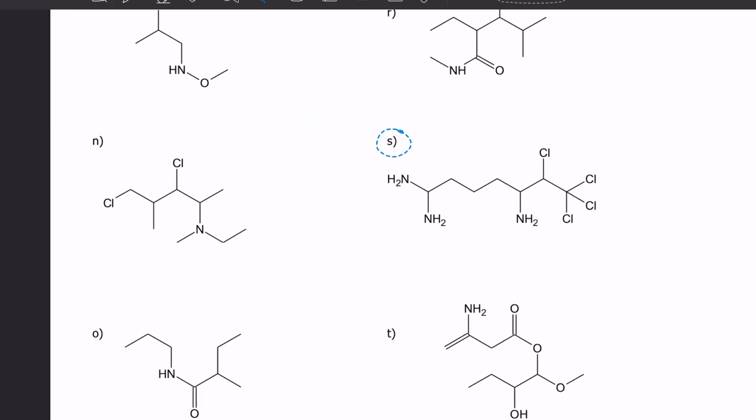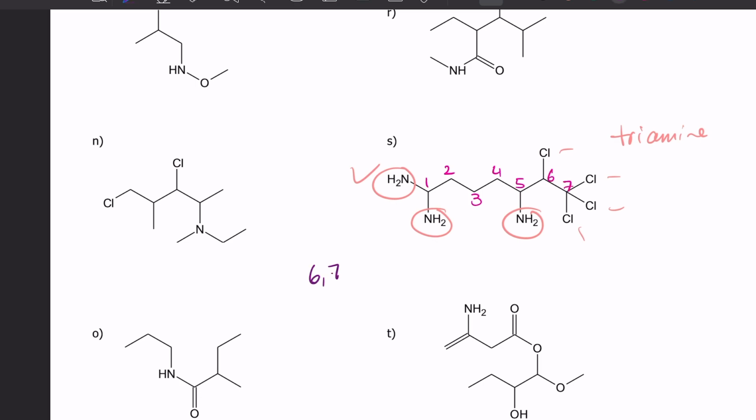Let's look at S. So S has got 3 amino groups. This means this is some kind of a triamine. Then it's got all these chlorines attached to it. Amine has higher priority than chlorine. So let's give a lower number to the amine chain. 1, 2, 3, 4, 5, 6, 7. So then the name becomes 6,7,7,7-tetrachloroheptane, write the E, and 1,1,5-triamine.